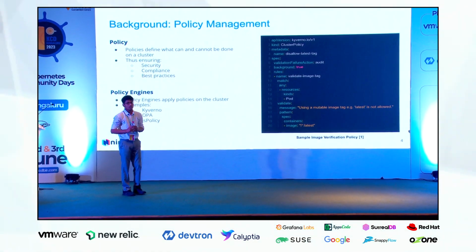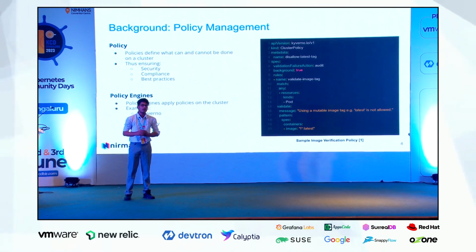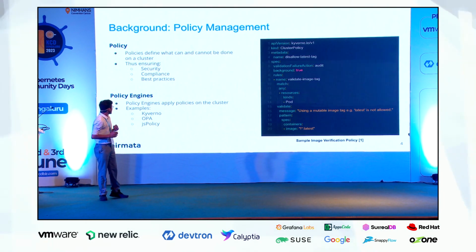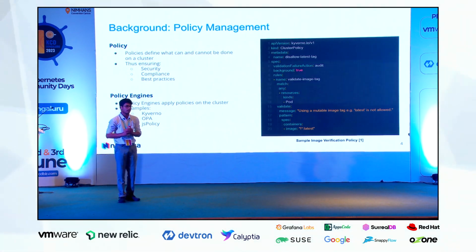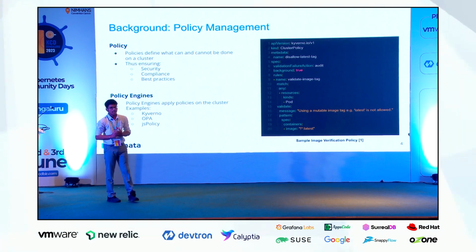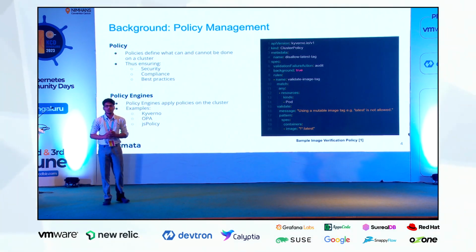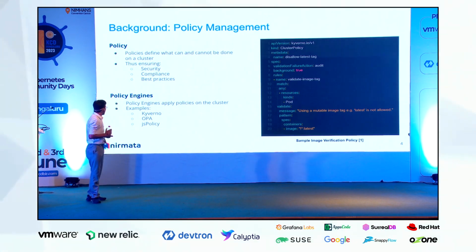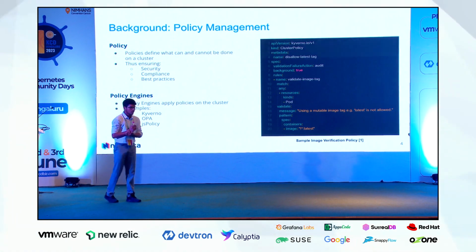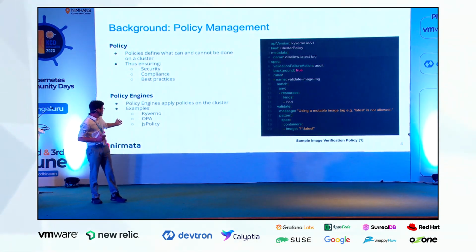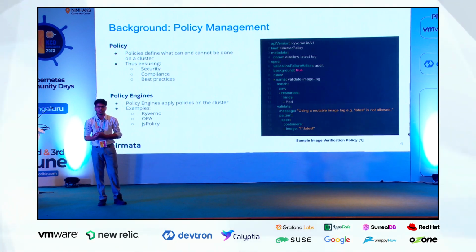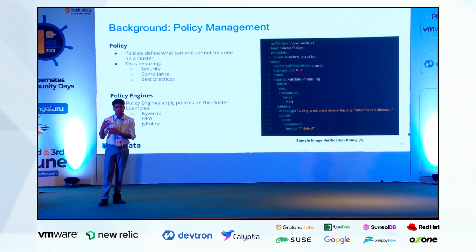The main reasons why policies are important is to enforce security, compliance, and the best practices that are out there. Now, anything that is related to policies is supposed to be implemented or enforced via something known as policy engines. The most popular ones are Kyverno, OPA, and JS policies. Now, what exactly the policy engines do and how they are implemented, that is something we would be learning later on in the talk.